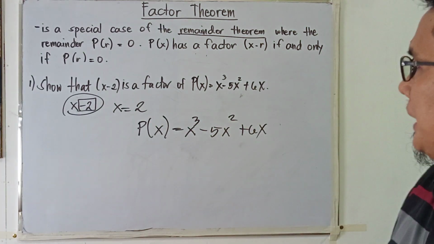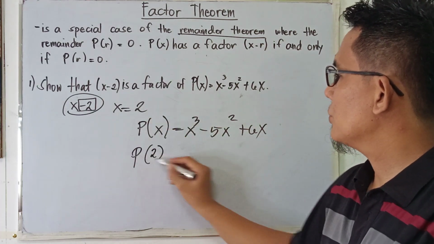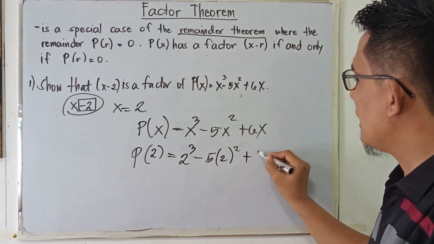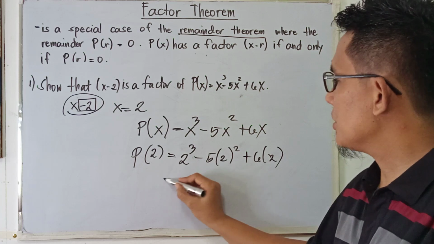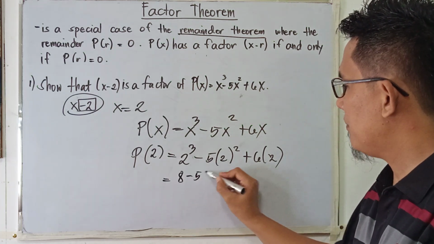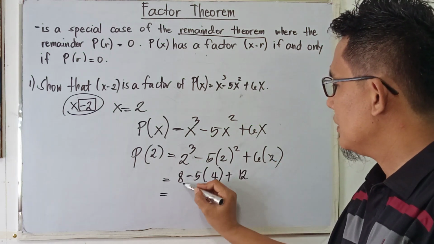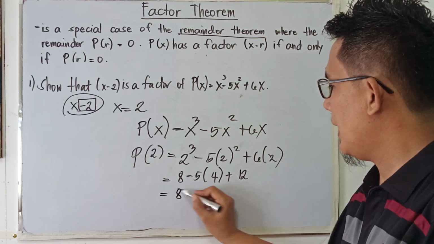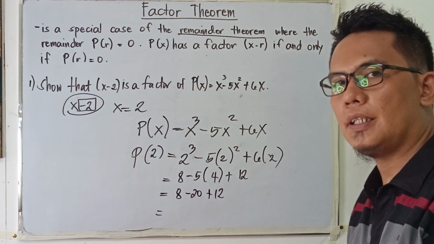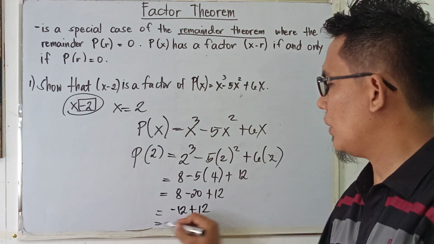We are going to substitute 2 for our x's. So 2 cubed minus 5 times 2 squared plus 6 times 2. What is 2 cubed? That is 8. Minus 5 times 2 squared, which is 4, plus 6 times 2, which is 12. Multiply first: 8 minus 20 plus 12. What is 8 minus 20? That is negative 12, plus 12 is 0.